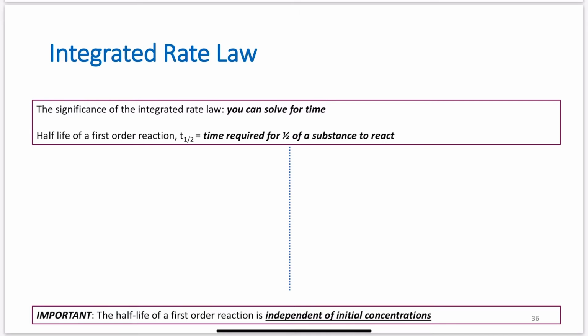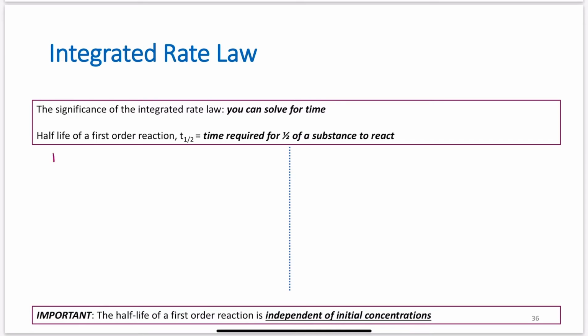Half-life of a first-order reaction, T to the 1/2, is the time required for half of that substance to react. Half-life comes into play when we talk about nuclear chemistry, but it also comes into play in things like medicine. It's a really important concept for us to understand, and kinetics are the way we get there. So let's walk through this derivation.